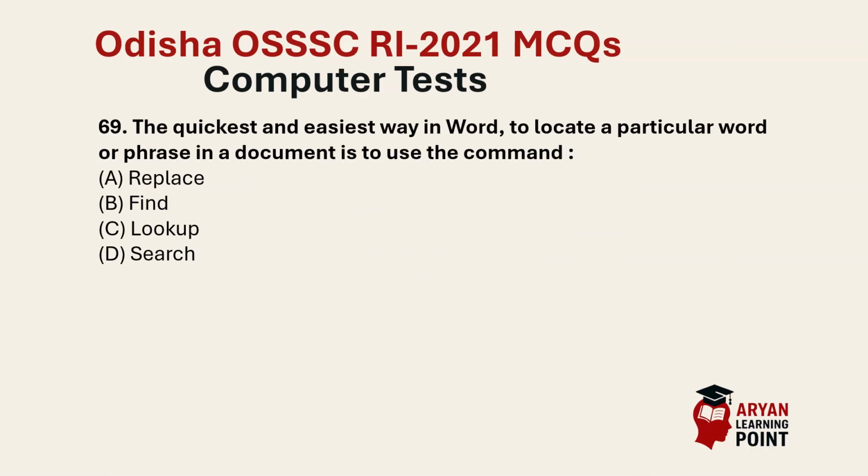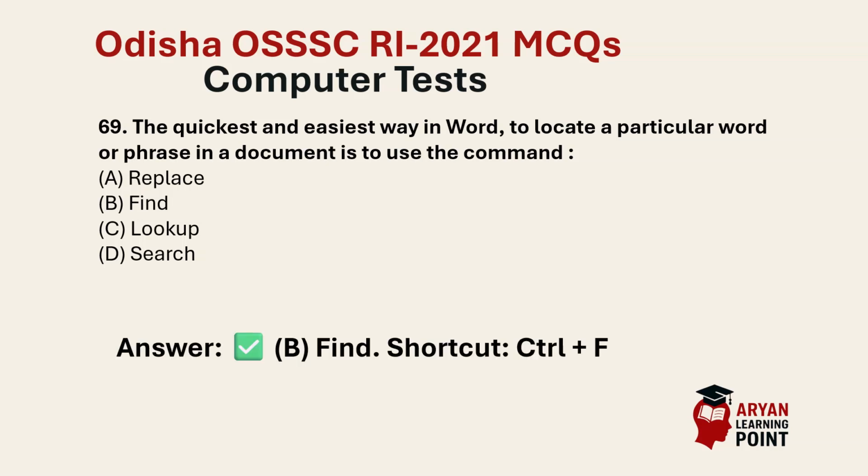69. The quickest and easiest way in Word to locate a particular word or phrase in a document is to use the command: A. Replace, B. Find, C. Look up, D. Search. Answer B. Find. Shortcut Control plus F.